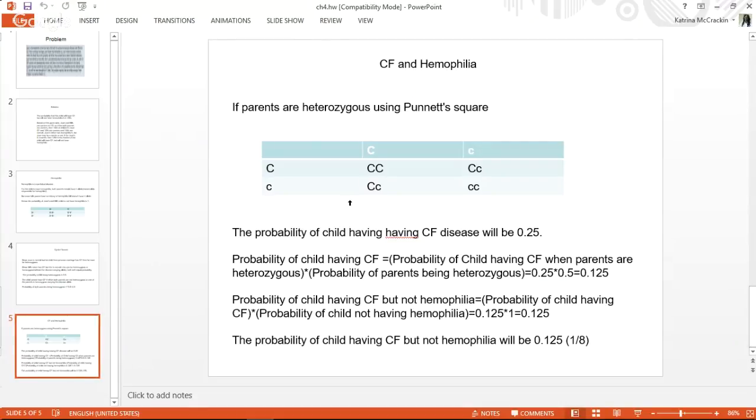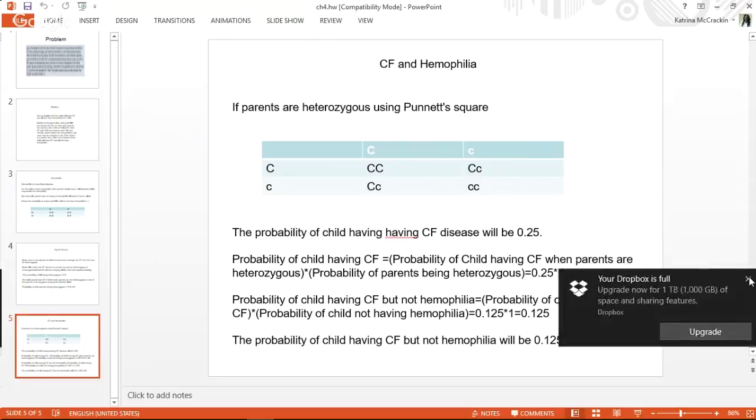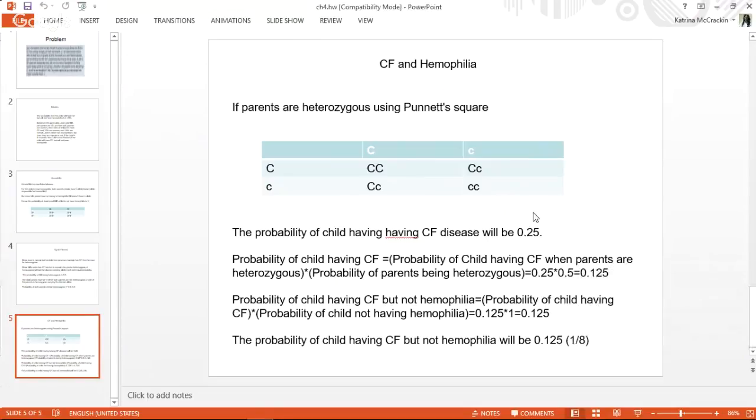If parents are heterozygous, this is the Punnett square. Big C, little c, big C, little c. That's what heterozygous is. So it'll come out 1/4 homozygous dominant, 1/4 homozygous recessive, and 2 heterozygous. So big C big C, big C little c, big C little c, little c little c. So the probability of the child having cystic fibrosis would be 0.25, or 1/4.